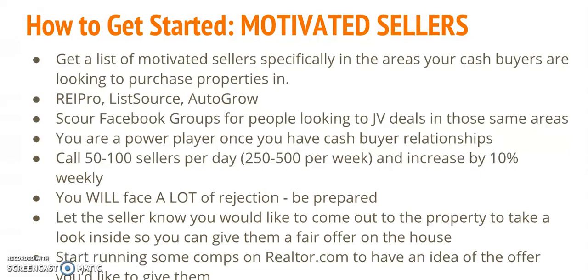You can use REI Pro, List Source, Auto Grow, and a ton of other systems online to get yourself a quick list. If you use my Auto Grow system, they come with phone numbers already, at least many of the leads will. If you use List Source, they are really good for absentee owner lists. And if you've got REI Pro, that's about $100 a month, and you are able to export 10,000 leads per month. I would also recommend scouring Facebook groups for people looking to do JV deals in those same areas.